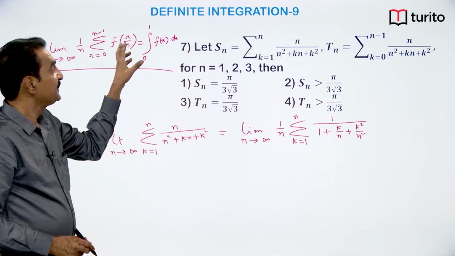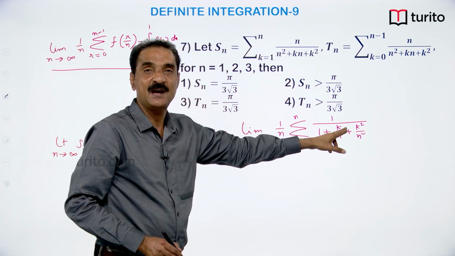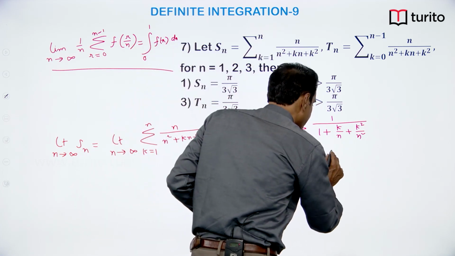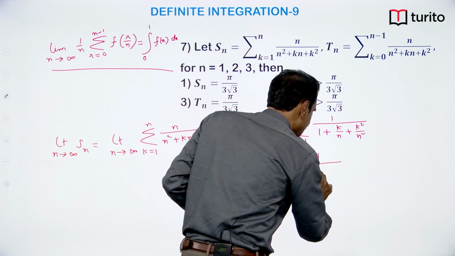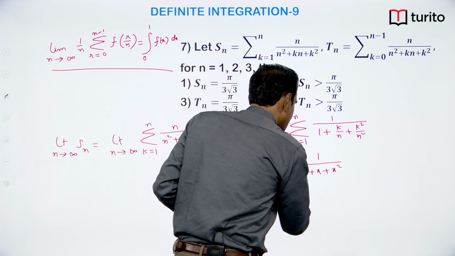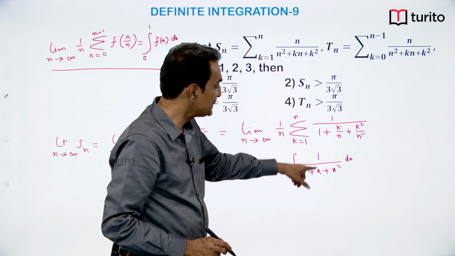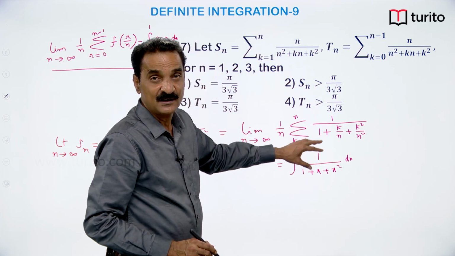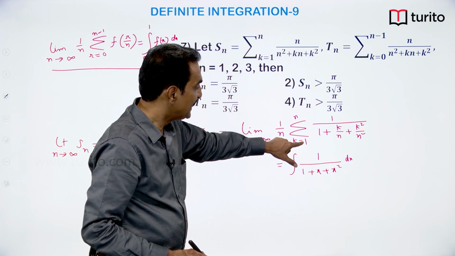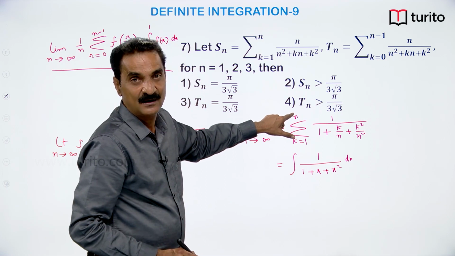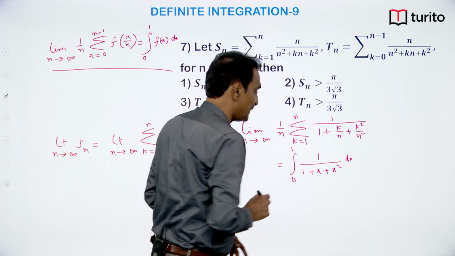Then what is the working rule? Replacing r by n by x, it becomes f of x. Similarly here, replacing k by n by x, you will get the function 1 by 1 plus x square, integral and dx. How to get the limits of x? X is nothing but k by n. So limits of x are nothing but limits of k by n. Divide the limits of k by n. You will get 1 by n to n by n. If n tends to infinity, 1 by n means 0. Lower limit is 0, upper limit is 1.